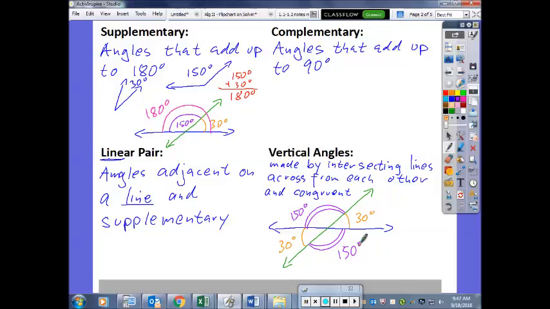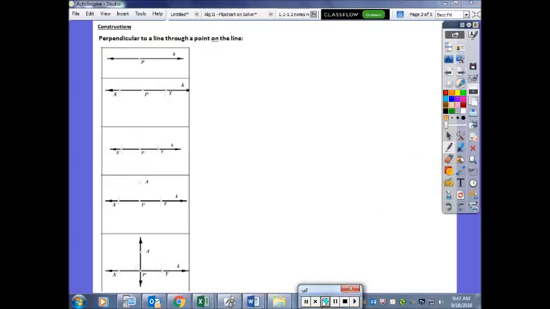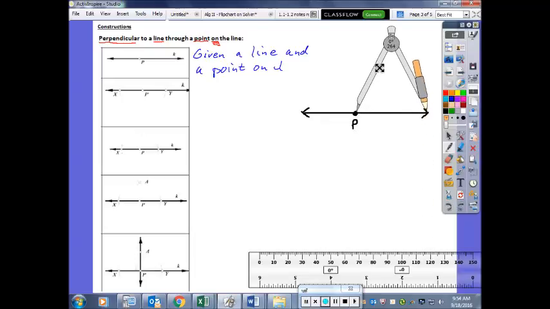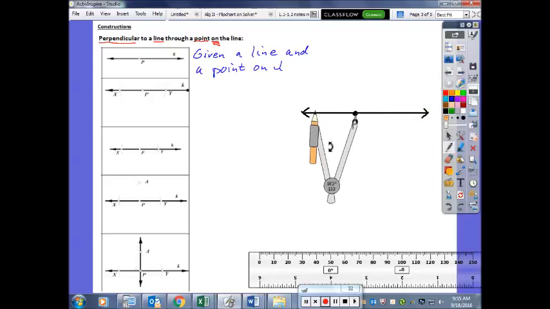All right, let's move on to some constructions. Our first construction is a perpendicular to a line through a point on the line. So we start off with a line and a point on it. In other words, given a line and a point on that line, we now have to create a segment. So we take our compass and put the center of it on our point, and now we need to adjust the width of our compass to make sure that it's smaller than both sides. Yes, that works fine for us. And we're now going to make an arc on both sides of our point.